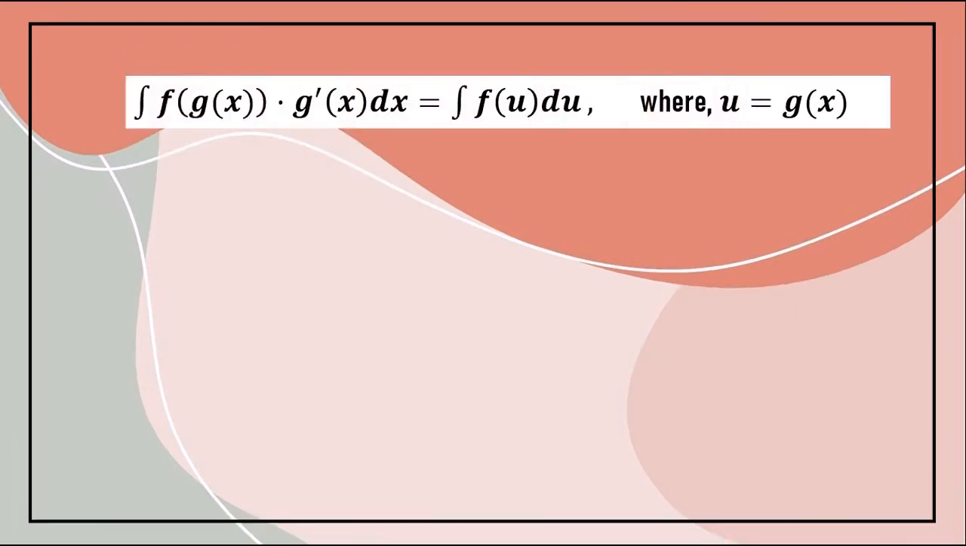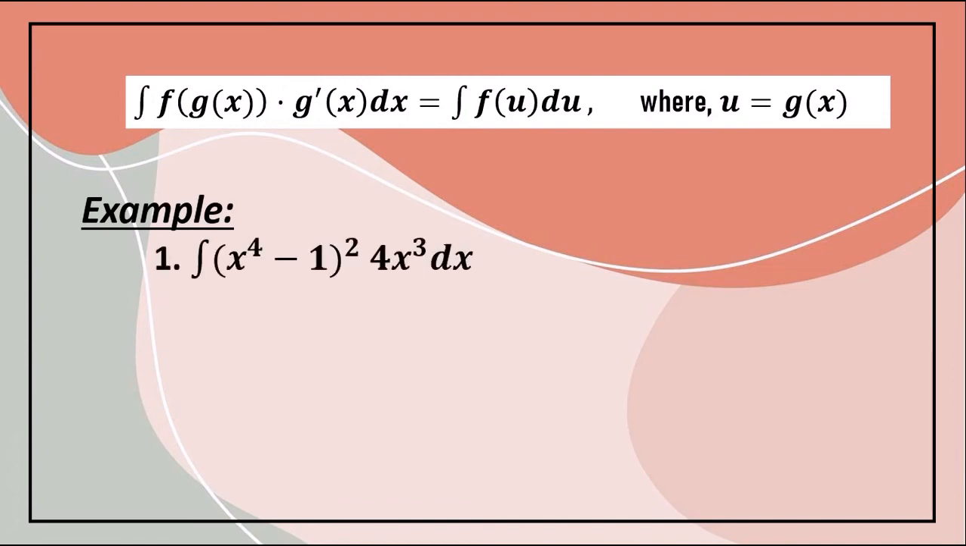And for the last property, we have here the indefinite integral of u, or the substitution rule. The indefinite integral of f of g of x times g prime of x dx is the indefinite integral of f of u du, where u equals g of x. Let's have an example. As you look at this example, it's kind of more difficult than the previous examples. However, they aren't too bad once you see how to do them.